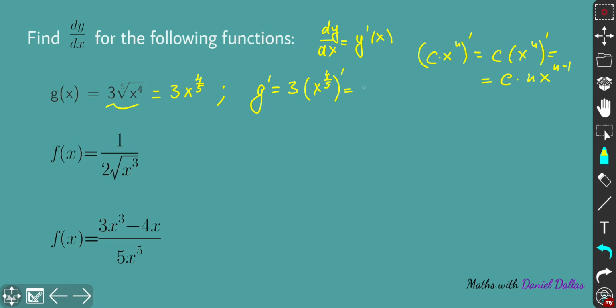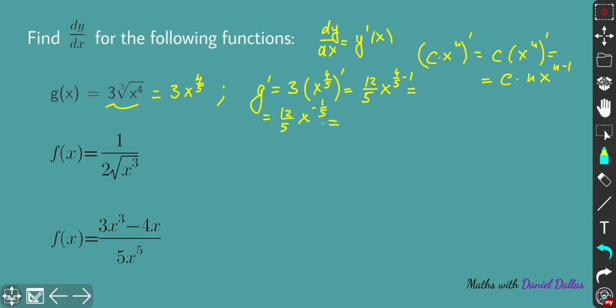If you start differentiating x to the 4 over 5, prime, you'll get 4 over 5 going before, so you'll get 3 times 4 over 5, which is 12 over 5, okay? And the power loses 1, so 4 over 5 minus 1, that's the rule. So finally you'll get 12 over 5, and you'll get negative 1 over 5. So x to the negative 1 over 5.